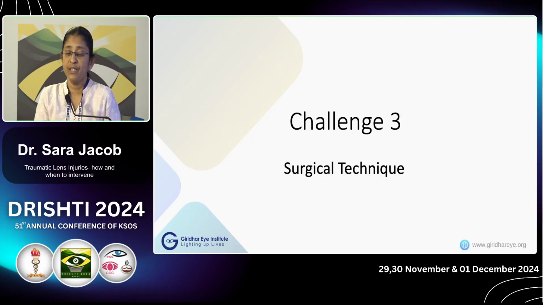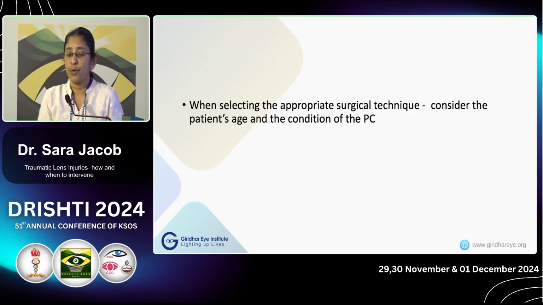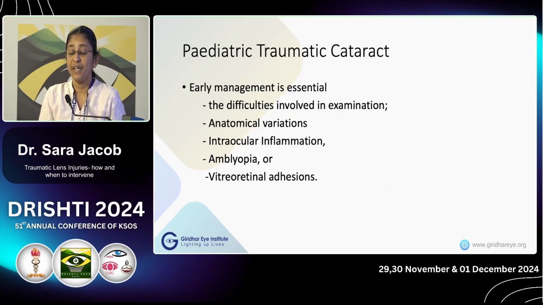The third challenge is which surgical technique we should use. When selecting the appropriate surgical technique, consider the patient's age and the condition of the posterior capsule. In pediatric traumatic cataract, early management is essential because of the difficulties involved in examination, the severe intraocular inflammation which follows, and the risk of amblyopia, and the vitreoretinal adhesions are more pronounced in the young age, and it can lead to peripheral retinal breaks if you are exerting traction.